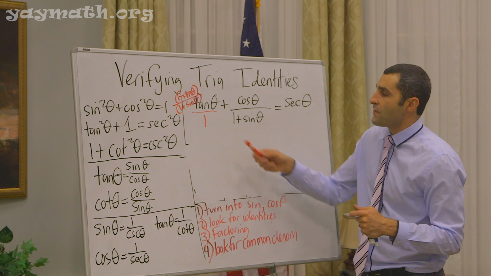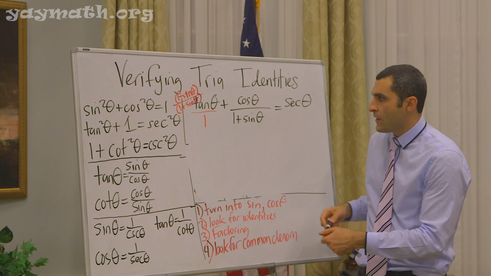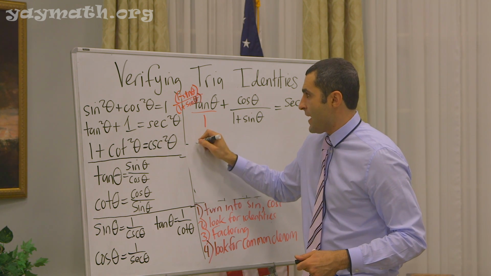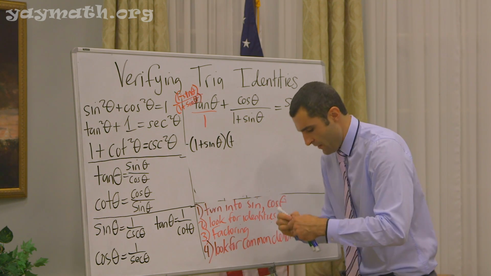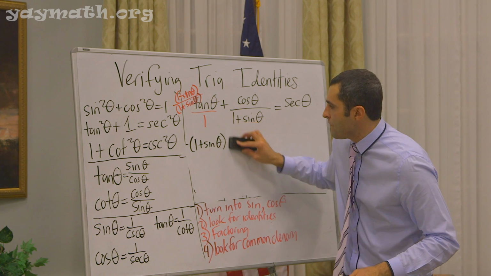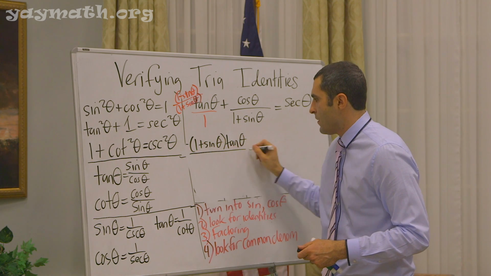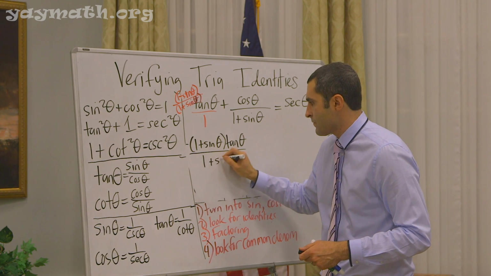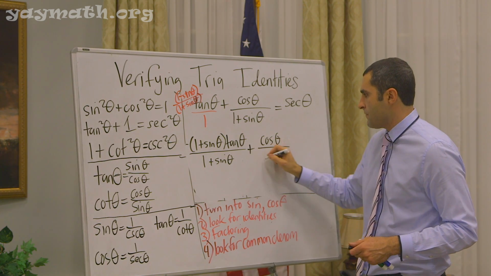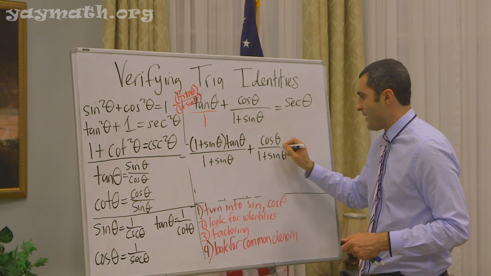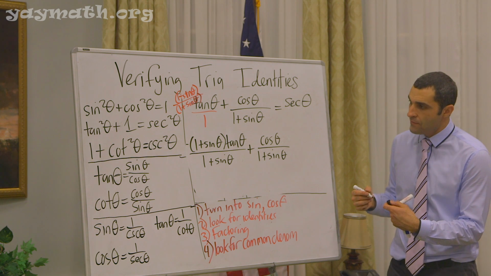Okay, it's gone. So I'm multiplying this fraction by 1 plus sine over 1 plus sine. On the top, it's going to be 1 plus sine times tan. I don't need that parentheses there. And then on the bottom, it's just 1 plus sine. Over 1 plus sine, plus cosine over 1 plus sine. Have we established this common denominator? So we're allowed to combine the numerators now.